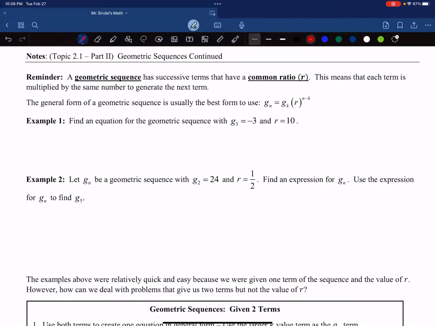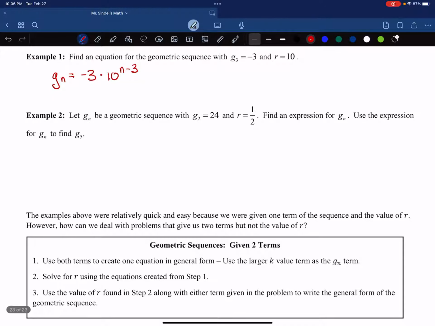So the equation, again, for g sub n, you take any term that we're given. Our term is -3 in this case. We multiply by the common ratio, which it tells us is 10. Raise it to the power of n minus whatever the term number is. In this case, it's 3. And we're done with example 1. Look how easy that was.